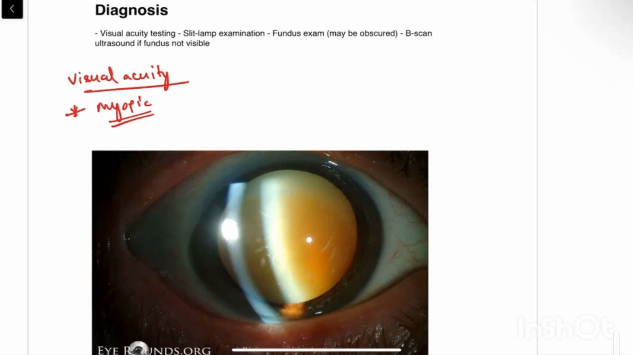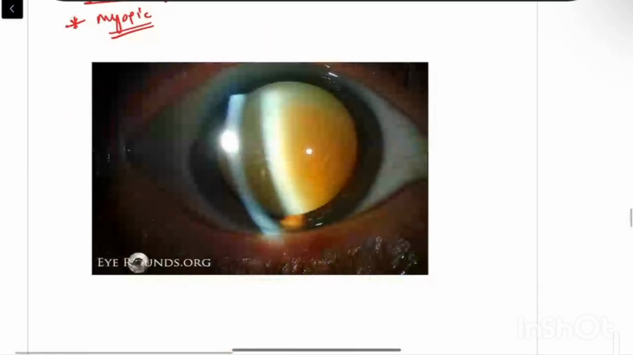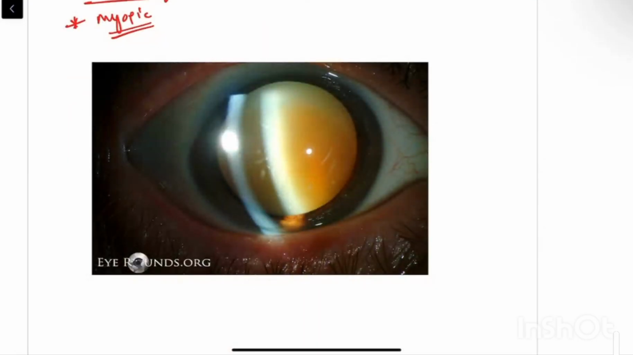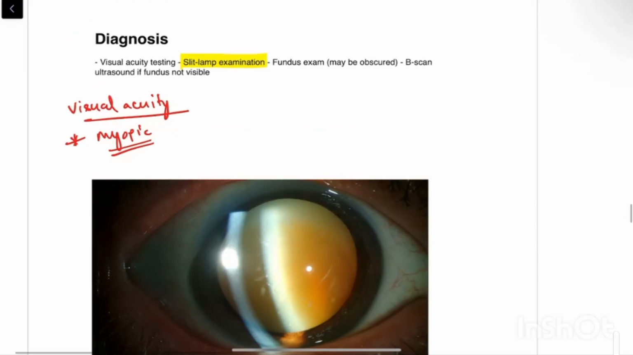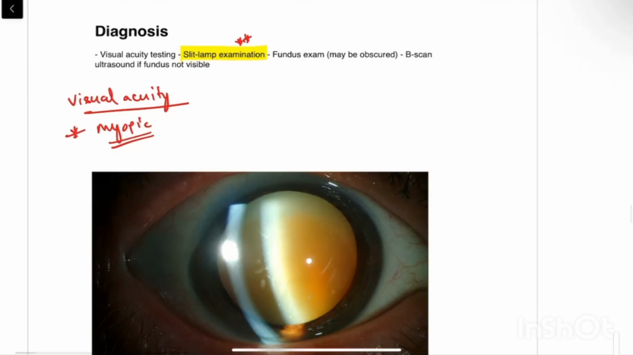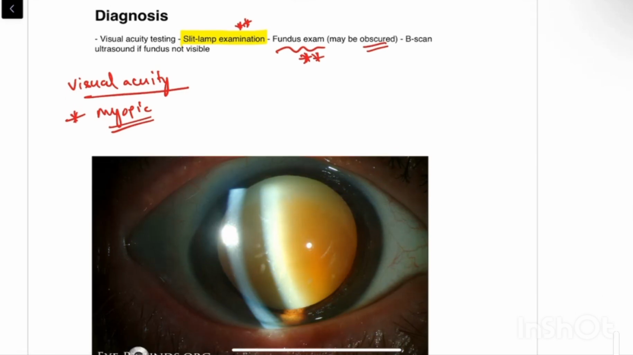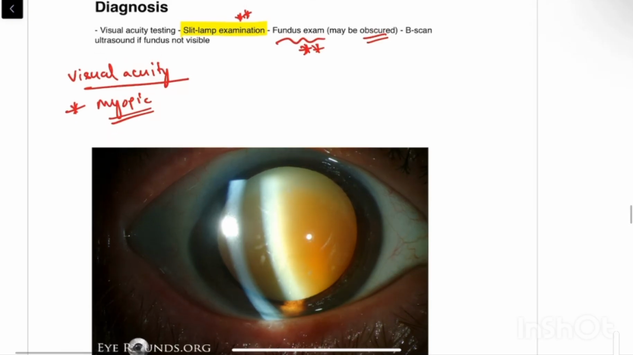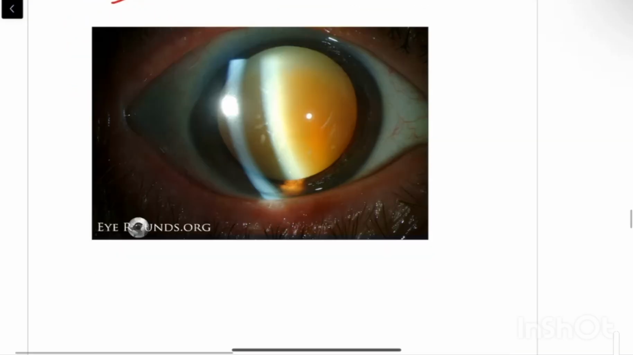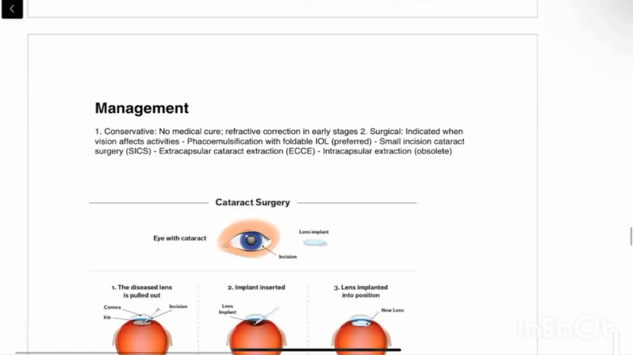Okay, other than that we can go for slit lamp examination, which I have shown here. We can examine with the slit lamp, and if there is a cataract, it will appear like this. Slit lamp usually we are not asked to do, just know that slit lamp examination is done and cataract can be visualized. After that we can go for fundoscopy, in which the fundus may be examined. The fundus may be obscured in this case. If it is still not clear, or the fundus is not visible in case of cataract, we can go for B scan ultrasound and visualize the cataract.